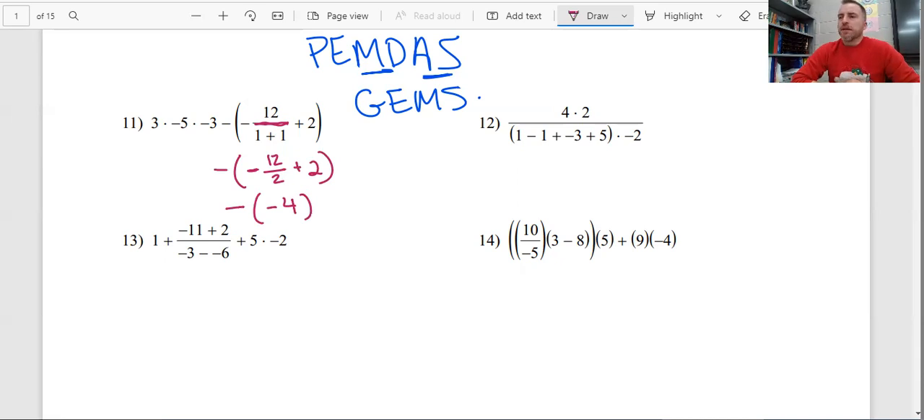I don't have any, but I do have some multiplying. So let's do the multiplying now. We've got 3 times negative 5 times negative 3. We can just go left to right, but it really doesn't matter the order. You should get the same thing. 3 times negative 5, negative 15 times negative 3 is a positive 45. 45 up here also.